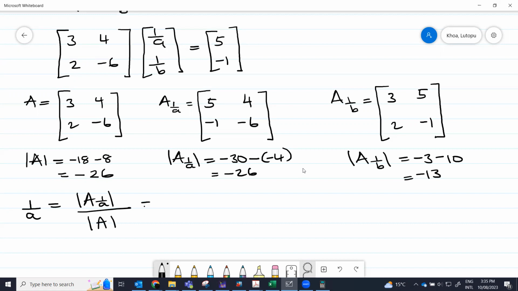So now to solve for 1 over a, this is the determinant of A, 1 over a, over the determinant of A. So minus 26 over minus 26, this is 1. So we have 1 over a is equal to 1. This means that a is equal to 1.